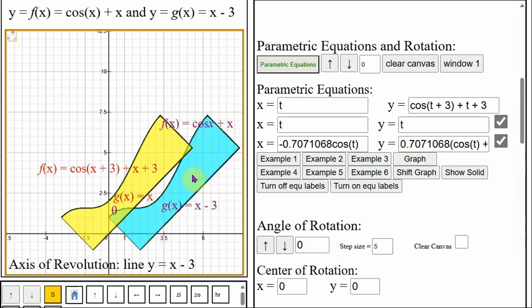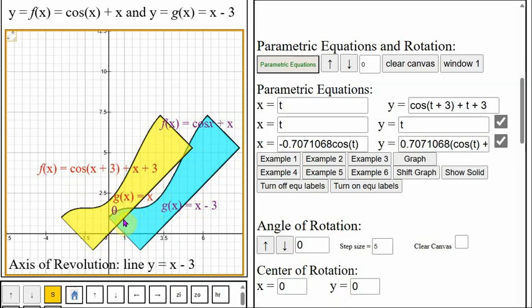And so the first thing I'm going to do is shift this region 3 units to the left. To shift the graph 3 units to the left, we just replace x with x plus 3. And then same thing here, replacing x with x plus 3, we end up with just x. And so the function for this graph will be cosine of x plus 3 plus x plus 3. And then this line would be just the function g of x equal to x.